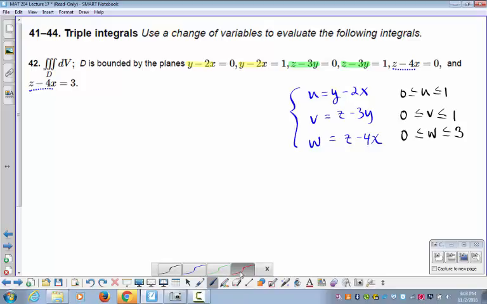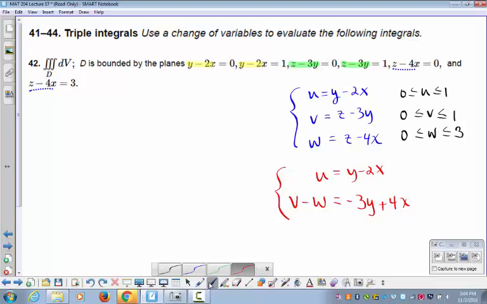So for our next system, actually, let's not write it as a system yet. We're going to take u equals y minus 2x. And then right here, we're going to subtract the equations. So we're going to have v minus w. V minus w will equal z minus z, which is 0. That was the whole point. Minus 3y plus 4x. Now we have a two-variable setup with the x's and the y's.